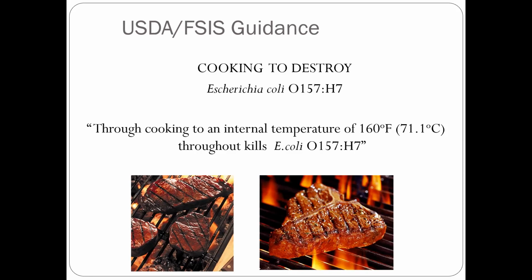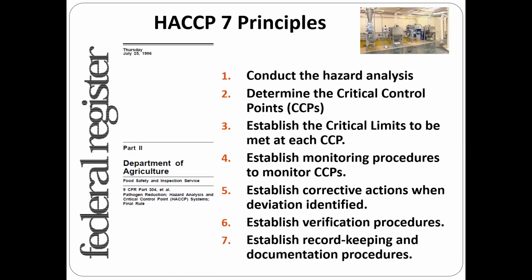You need to cook to an internal temperature of 160 Fahrenheit, which is 71.1 degrees Celsius, which means they can kill E. coli O157:H7. Then the Congress, working with food safety people in FDA and USDA, at that time mainly USDA FSIS, came out with something.